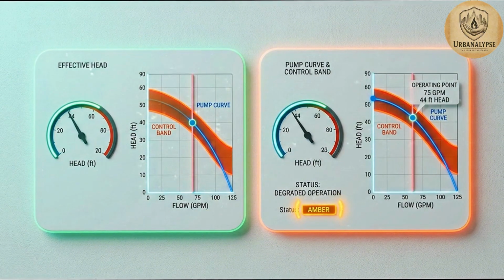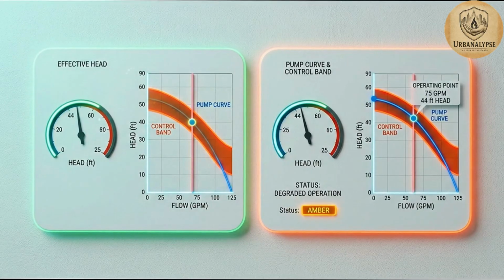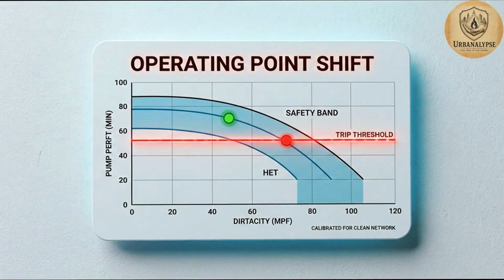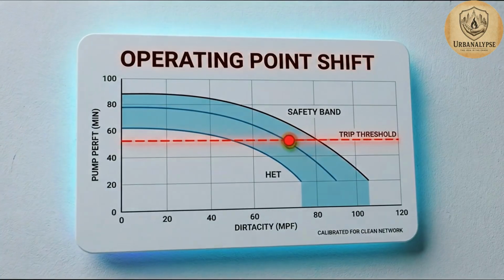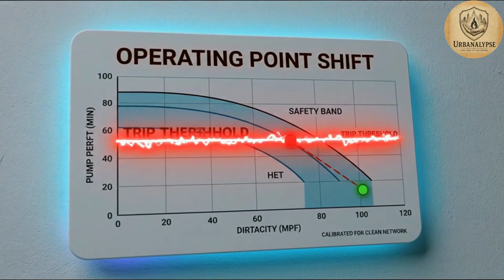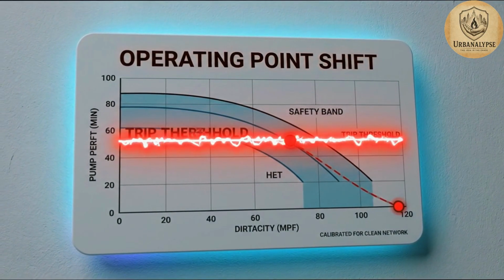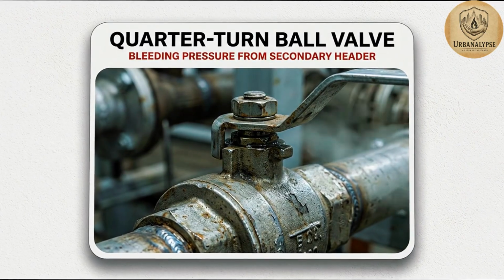The pump curve and control band were calibrated for a clean network. Unauthorized modifications introduce losses the controller cannot distinguish from legitimate demand, but that push the operating point past the trip threshold before the tank empties.